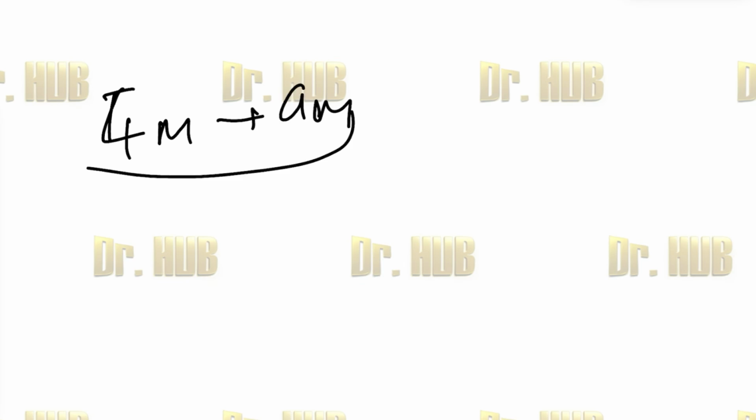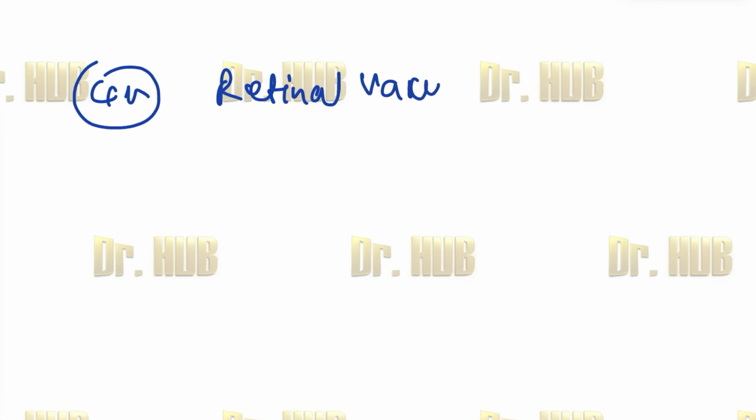Next, we move on to the 4th month to the 9th month. So what happens from the 4th month to the 9th month? In the 4th month, the formation of the retinal vasculature begins. The 4th month is very busy, there are a lot of changes taking place. So the formation of the retinal vasculature begins.